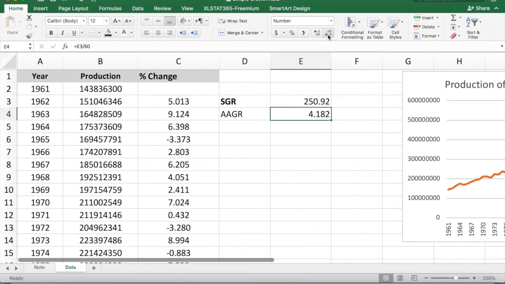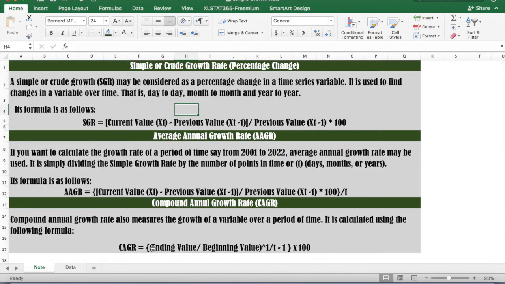So this growth rate tells us that on average, the production of rice has increased by 4% each year over time from 1961 to 2020. We can also calculate the compound annual growth rate using the formula here. That is the ending value divided by beginning value raised to the power 1 by t, minus 1, and then this quantity is multiplied by 100.